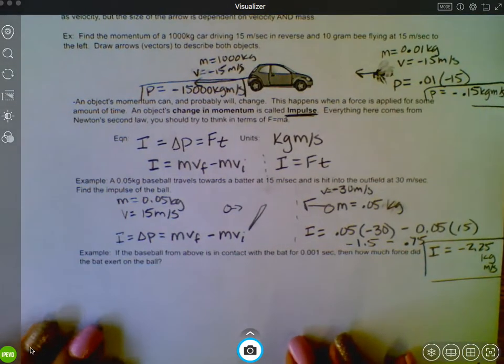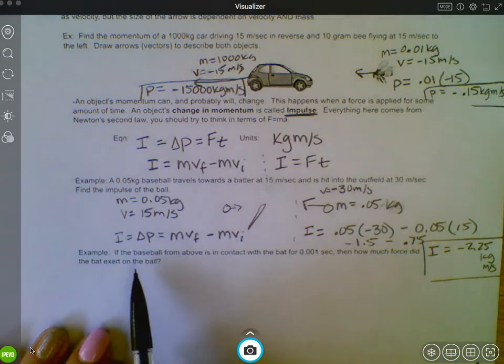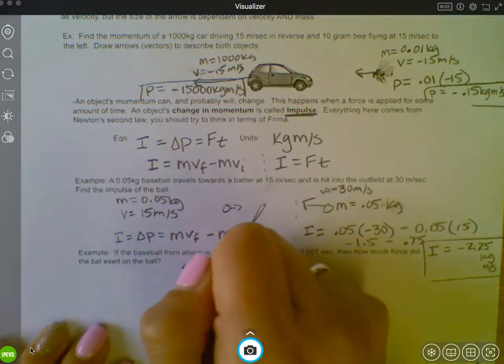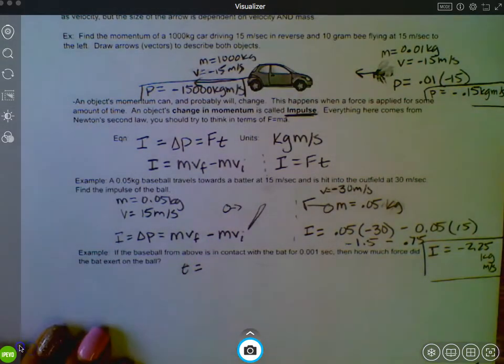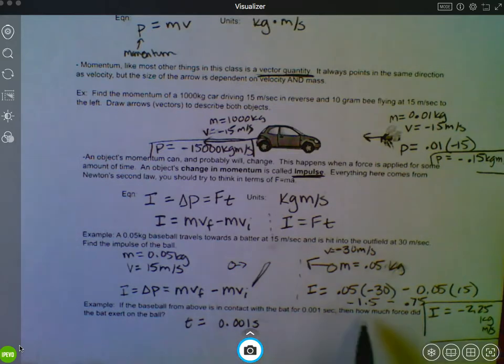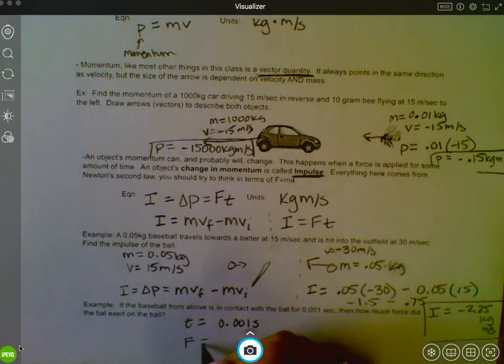Let's do another example here, or let's continue this here. Now, if the baseball from above is in contact with the bat for 0.001 seconds, that means the time is that amount. How much force did the ball exert on the bat? Or bat on ball, same thing. So we want to know the force.